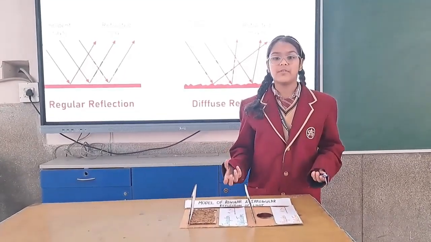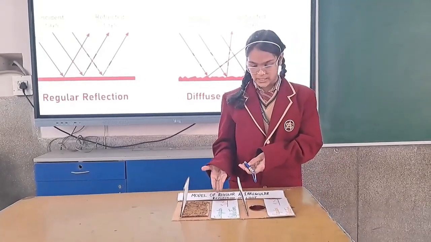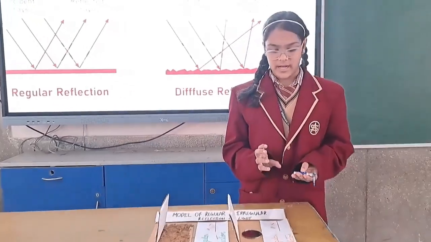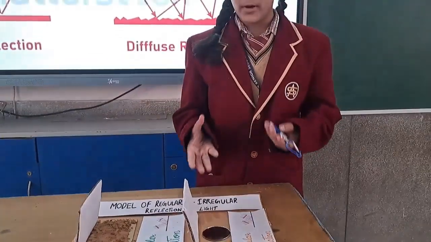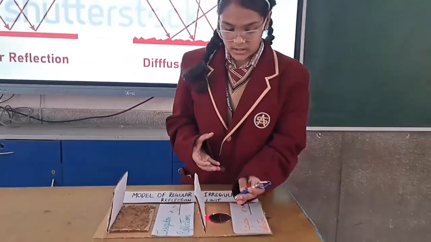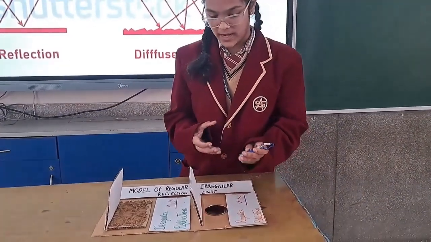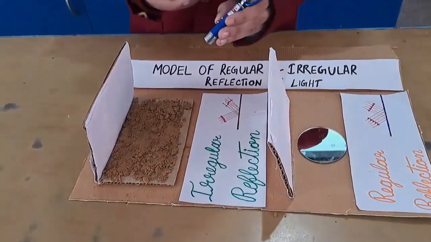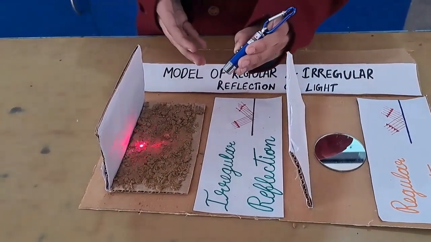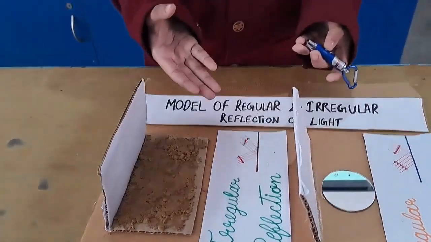There are two types of reflection of light: regular reflection of light and irregular reflection of light. Regular reflection of light. When a beam of light hits a smooth and polished surface such as a mirror, it gets reflected in a definite direction. This is called regular reflection of light. Irregular reflection of light. When a beam of light hits a rough surface, it gets reflected in all directions. This is called irregular reflection of light.